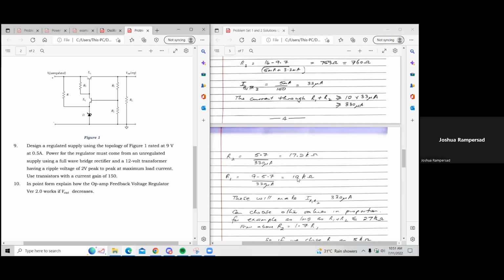But that makes sense, right? Because the Zener needs to be half the output voltage, and the output voltage is 9. So you do a 5, that'll be 5, and the base will be 5 plus 0.7.